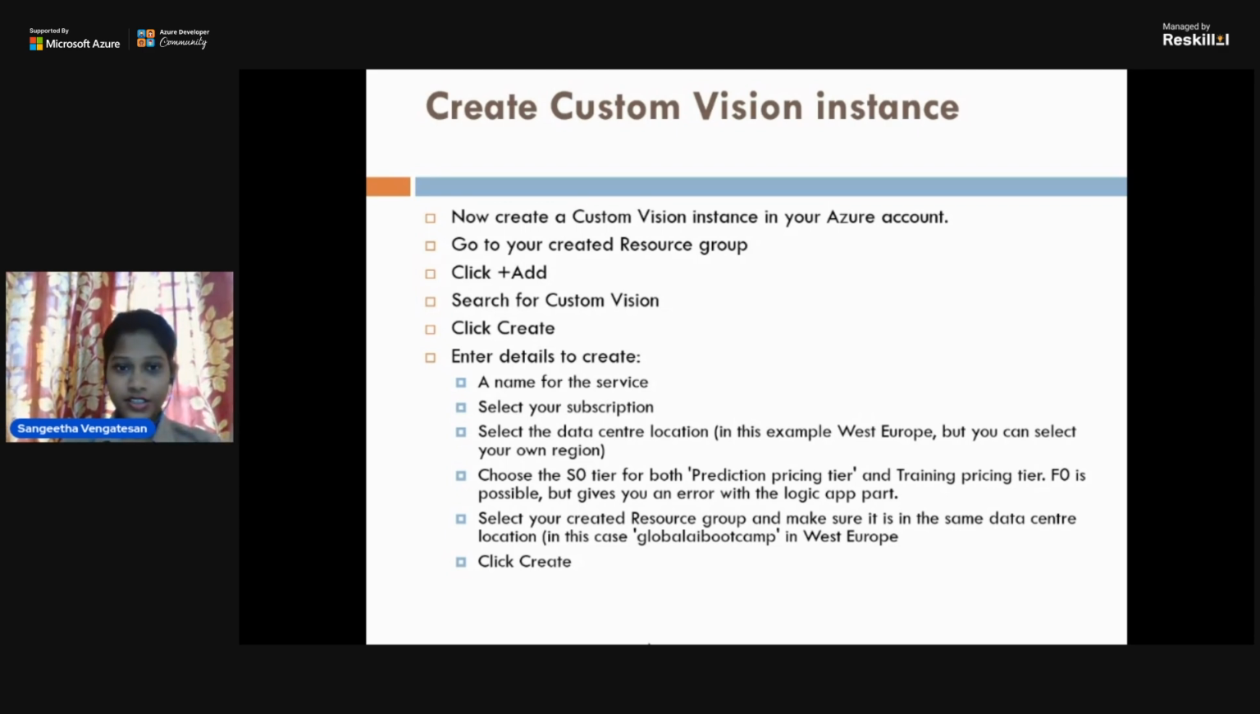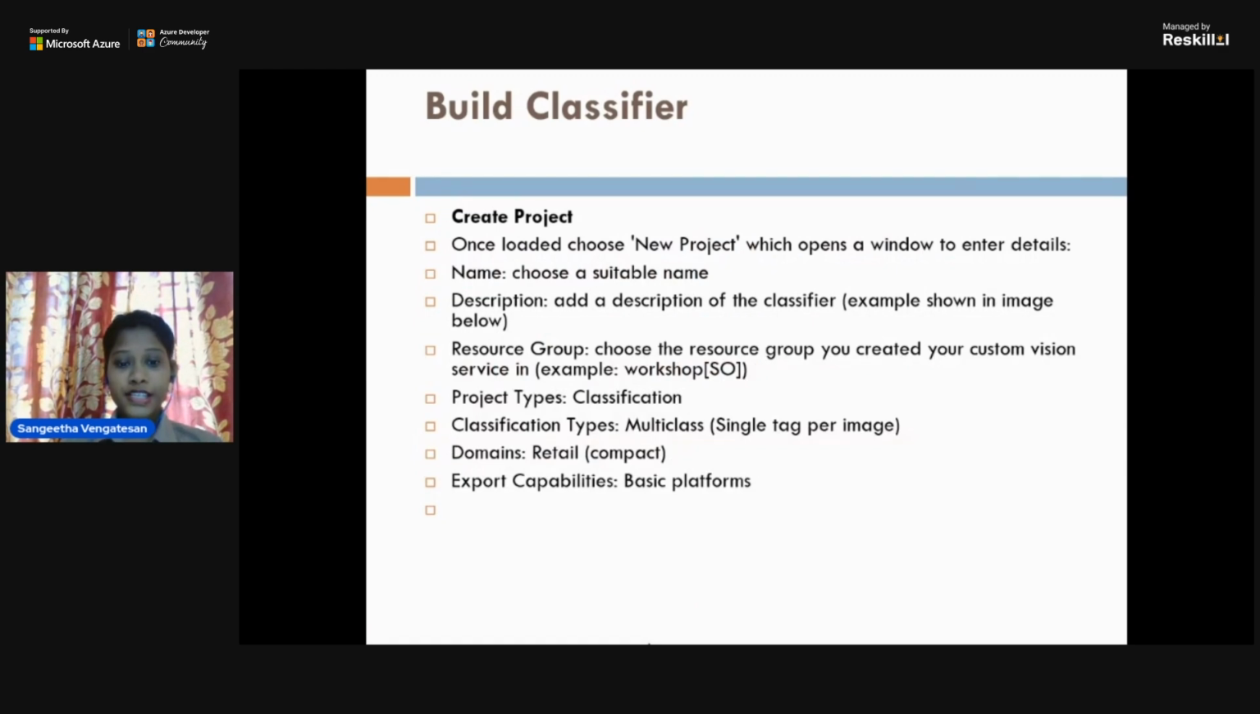Once it's done, the custom vision will be created and we can build the classifier. Now it shows the build classifier page. As we already discussed, we need to upload the images. Before uploading, it will ask a few questions about how to add them and what the important fields are that you need to add. Once it loads, we need to create a new project.